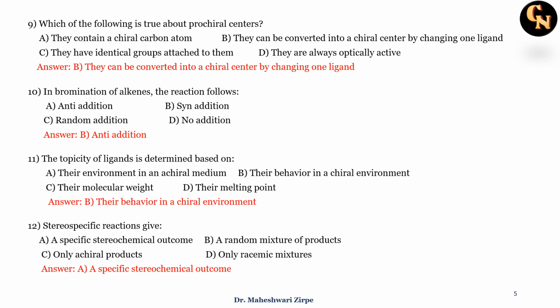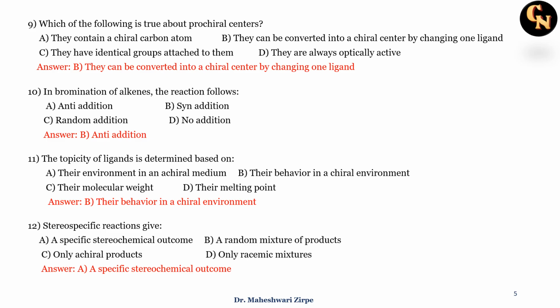Next, which of the following is true about the prochiral center? Now basically if you know the definition of prochiral center, you can answer this question. Prochiral centers can be converted into chiral centers by changing one ligand. So the correct option is B. What is the definition? That center which can be converted into a chiral center by changing one ligand. So option B is correct.